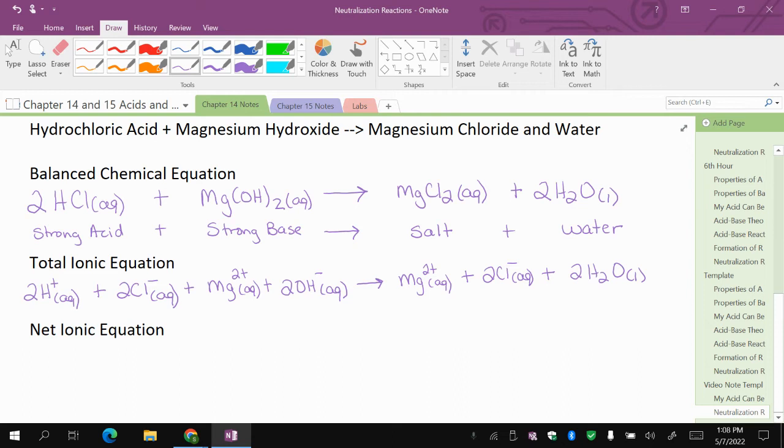What I'm going to do now is identify the spectators in this reaction. Spectator ions are the ions that are present, but they're not actually involved in the formation of water for a neutralization reaction. And so they're present on the reactant side and the product side. So if you notice, I have chloride ions on both sides. So that's one of our spectators. And then I have magnesium ions on both sides. That's the other spectator. So taking that out, I get my net ionic equation.